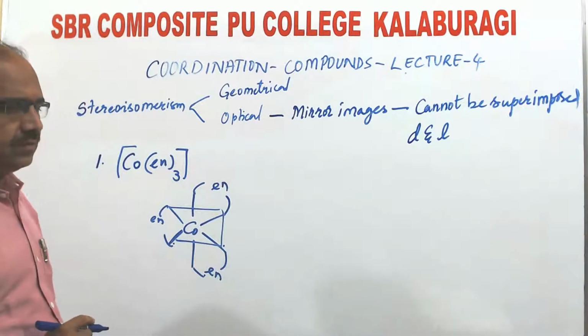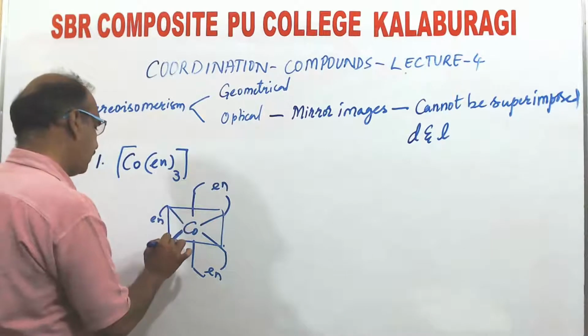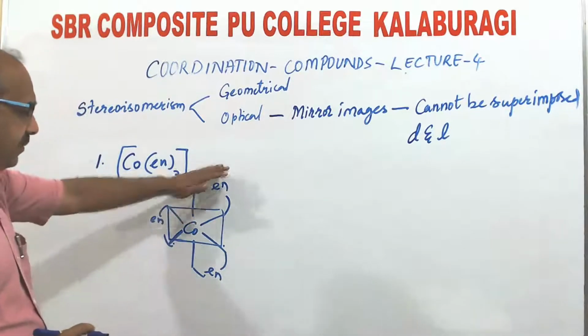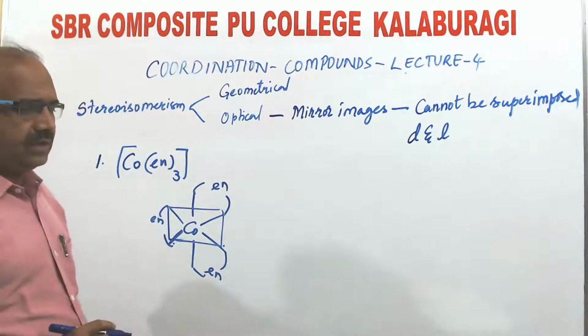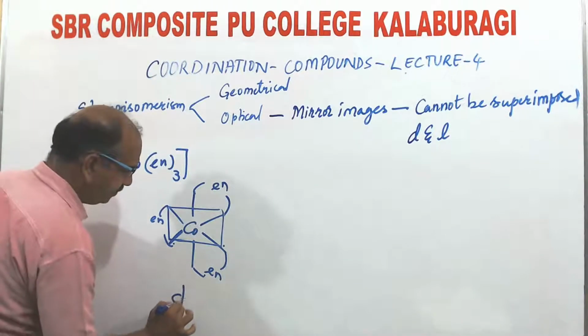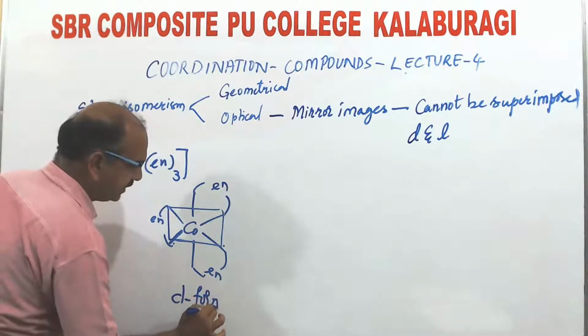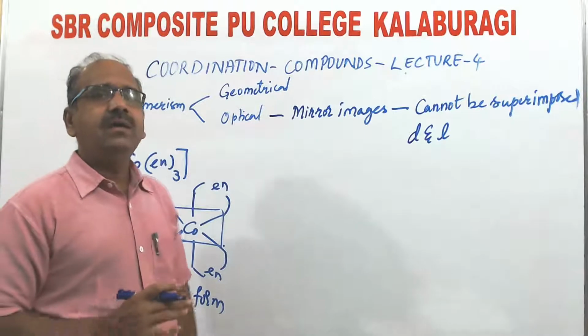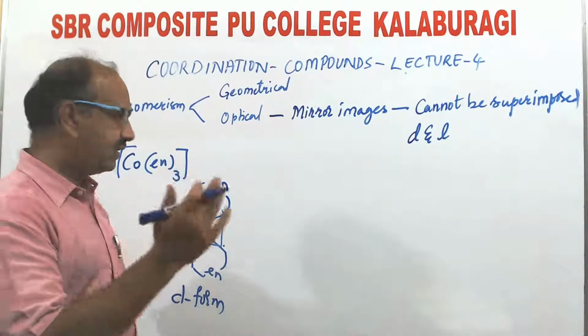So this is one setting. This is one isomer we call. One isomer, with ethylenediamine here, here, here. So this will be the D form. Dextrorotatory, which will turn the plane of polarized light to the right side.